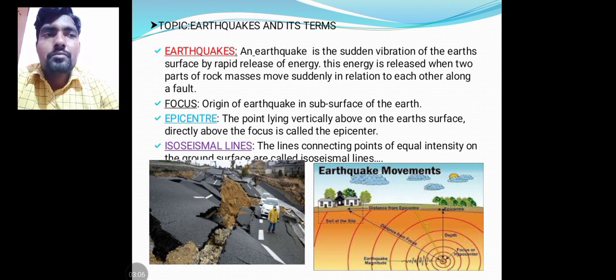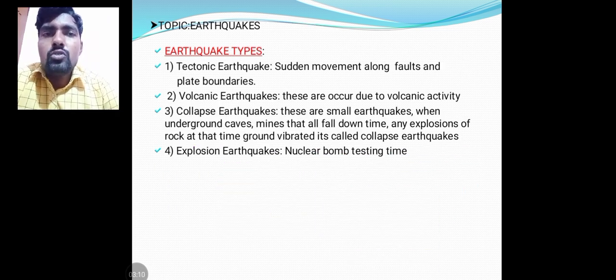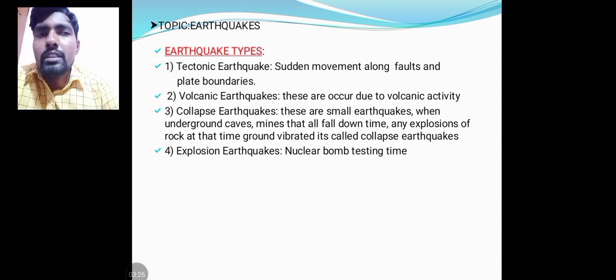Next, earthquake types. Based on the origin area, the classification is tectonic earthquakes, volcanic earthquakes, collapse earthquakes, and explosion earthquakes. Tectonic earthquakes are caused by sudden movement along faults and plate boundaries, tectonic plates, or continental drift. Such earthquakes, caused by tectonic movement or continental drift, are called tectonic earthquakes.